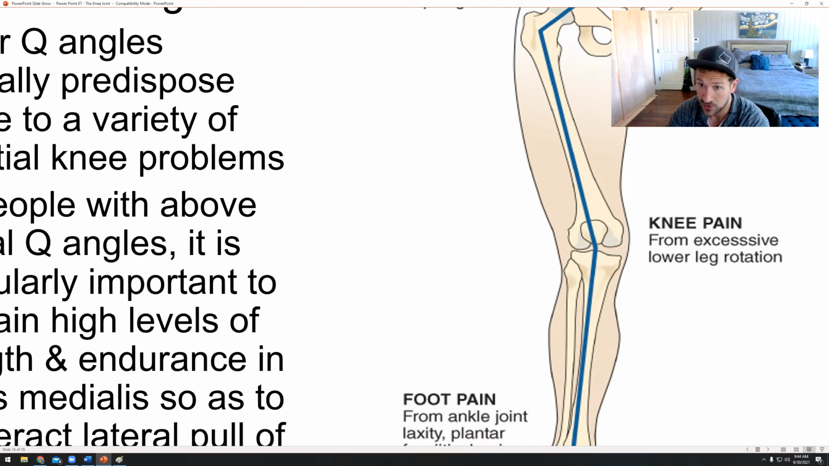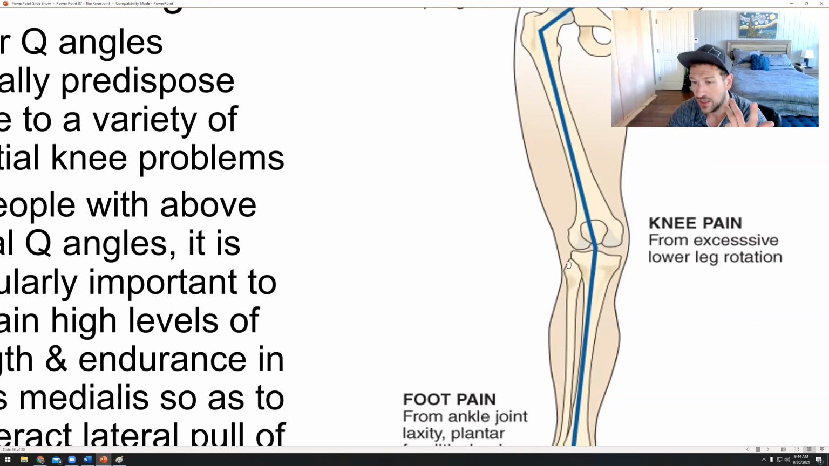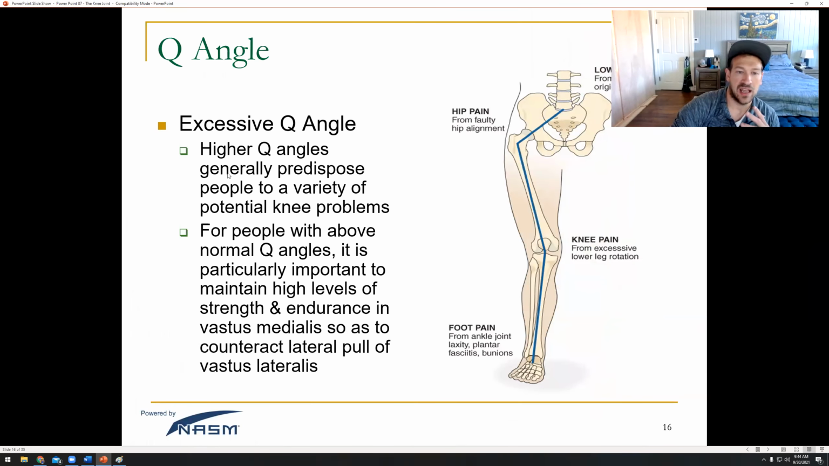So what are our two most common knee injuries? ACL and MCL tears, versus our LCL, PCL tears. Those don't happen as often because it's not stretching. We don't see it get into those positions. So a higher Q angle usually predisposes people for injuries.